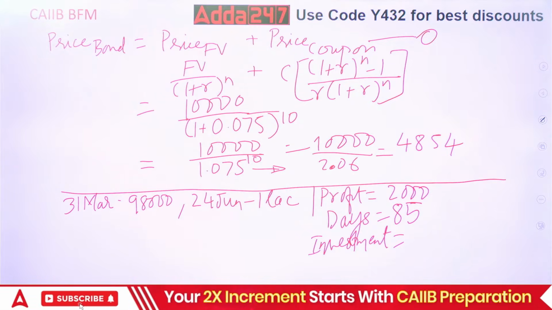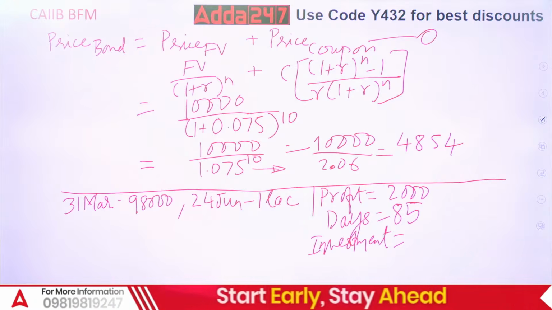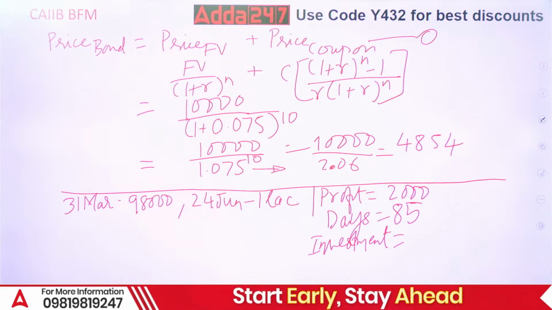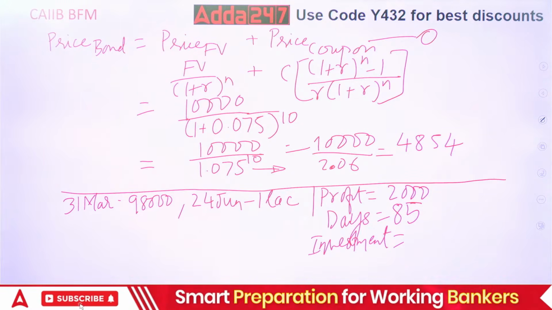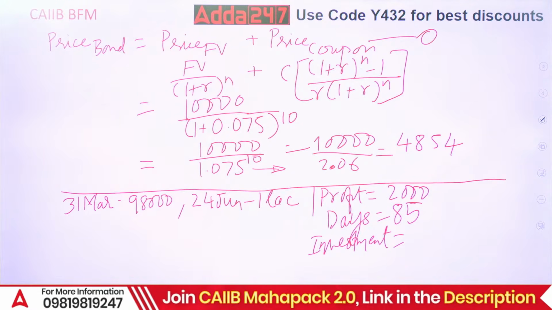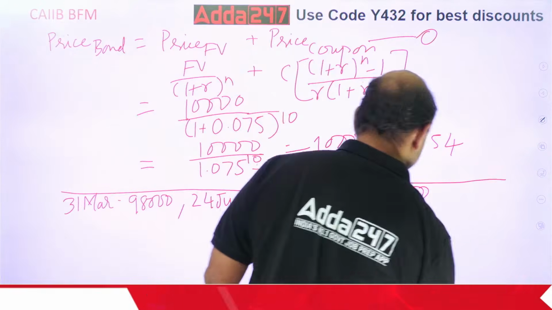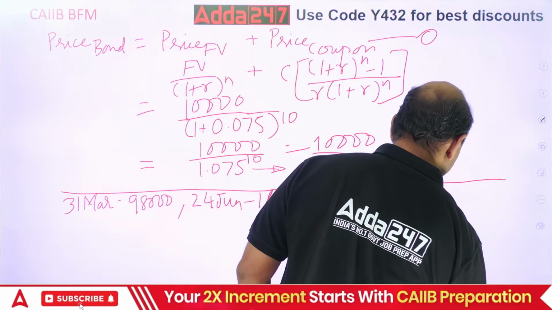So, what is the answer? For this, what is the investment I am doing? I am doing 98,000 only. I am doing only 98,000 investment. So I want the annualized return now.